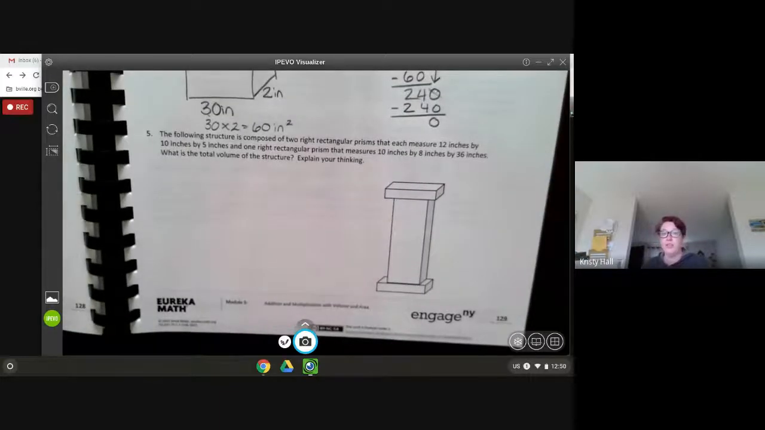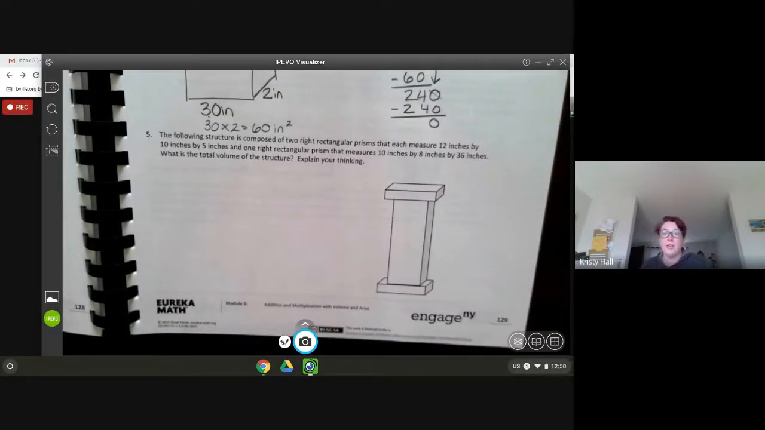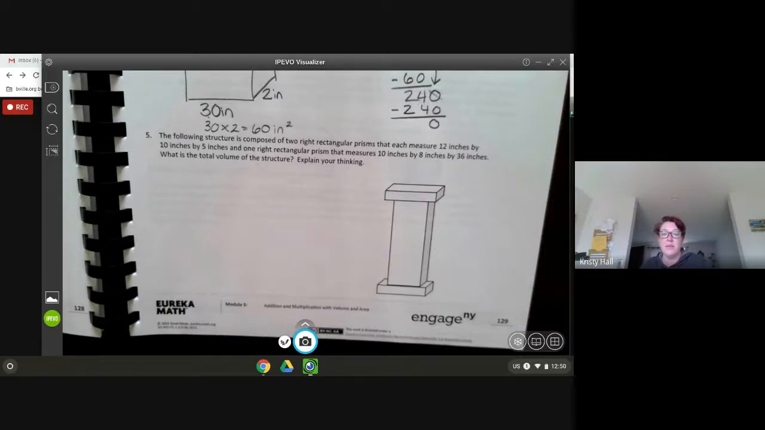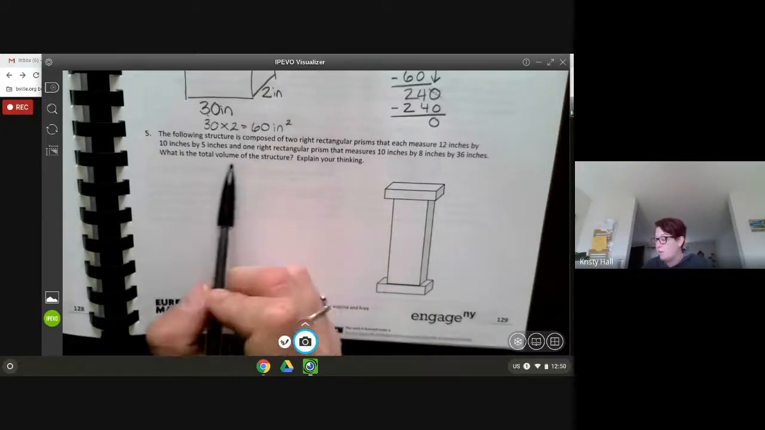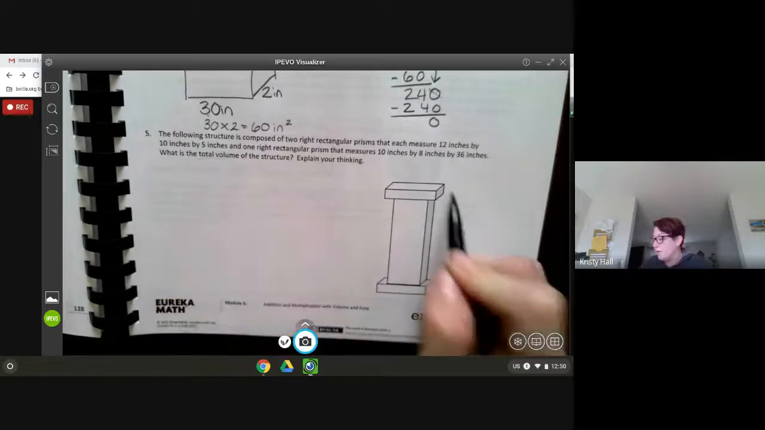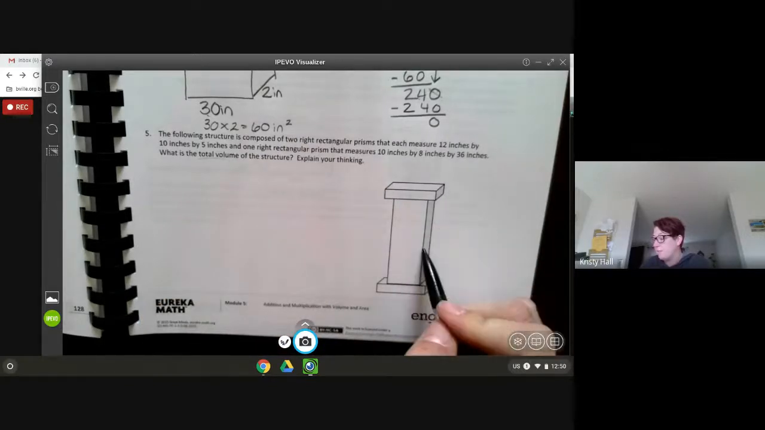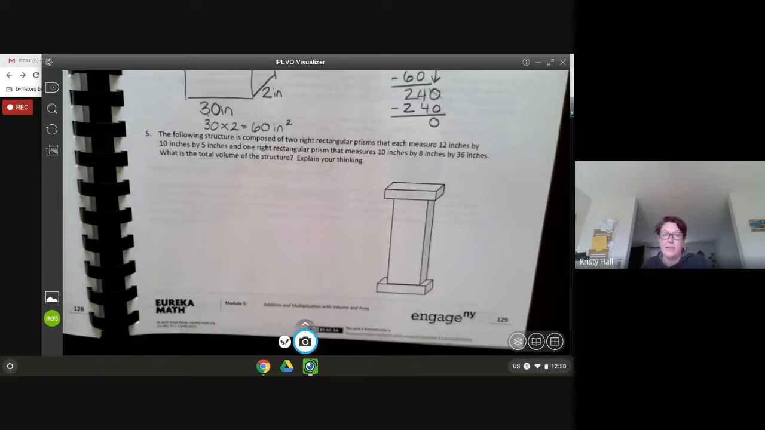The following structure is composed of 2 right rectangular prisms that each measure 12 inches by 10 inches by 5 inches, and 1 right rectangular prism that measures 10 inches by 8 inches by 36 inches. What is the total volume of the structure? So if I'm finding the total volume, that means I'm going to find the volume of each part and then add them together. So let's look at the measurements that they gave us.